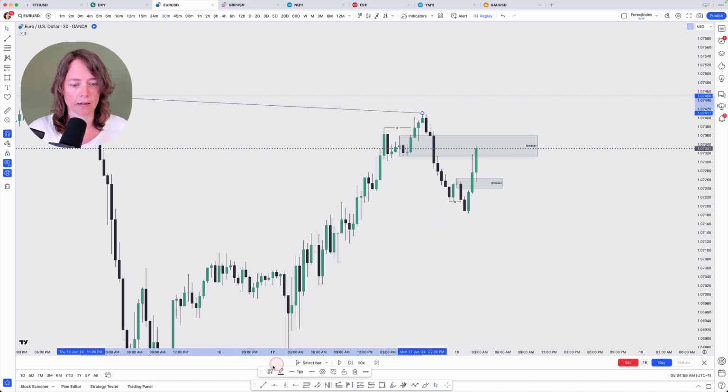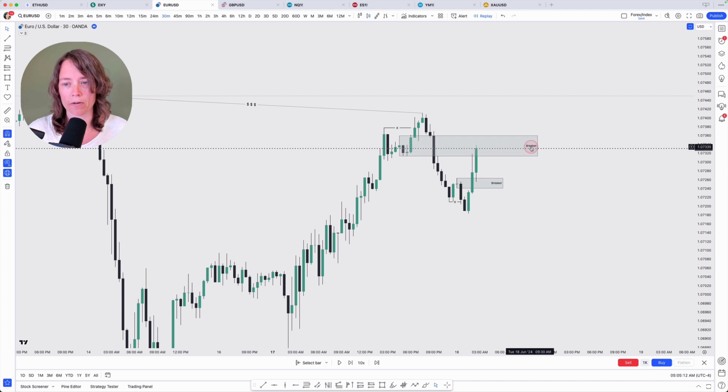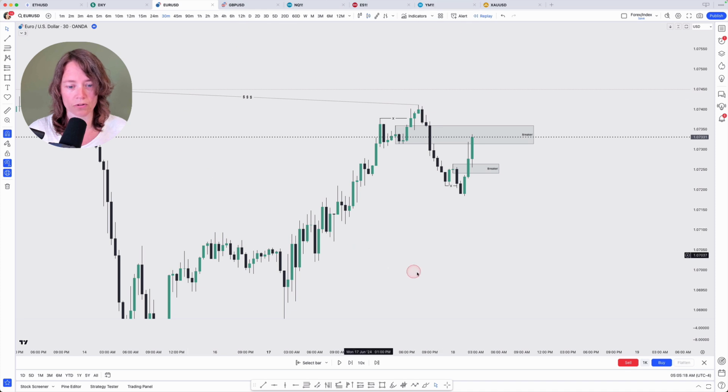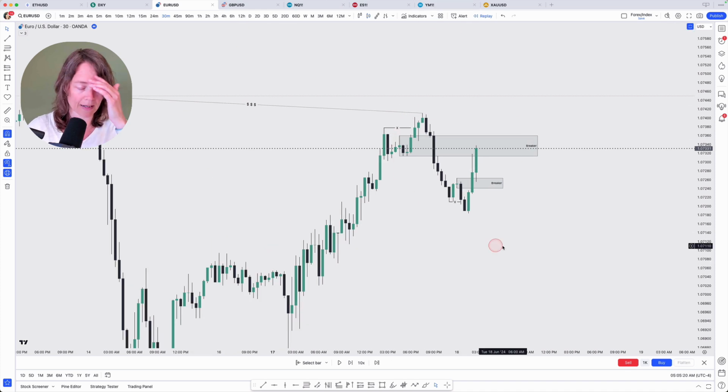Because you see these relative equal highs, which are very great to take because the liquidity is resting above it. But you can also see that we have this bearish breaker block. So we have a bullish breaker block, a bearish breaker block, we have liquidity here, how to choose? And that's a lot of the times where people get confused.